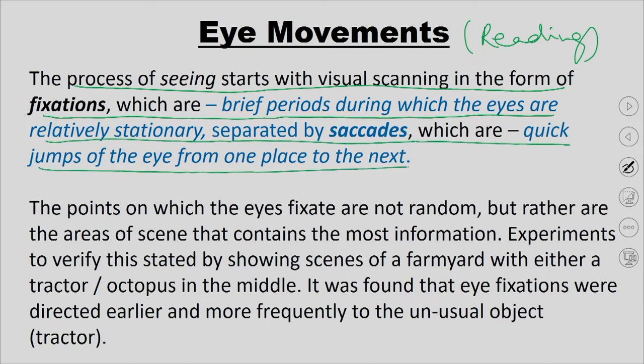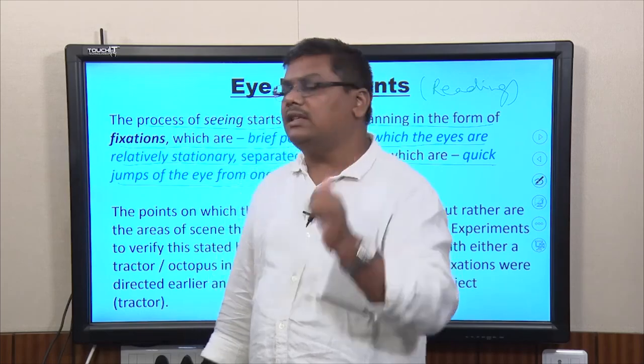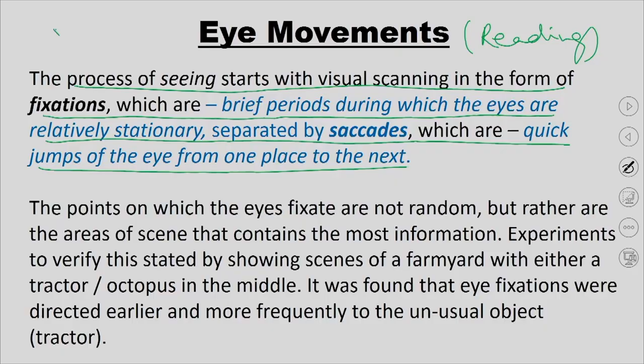So, how do we see? The way in which we see is that the eye focuses on a certain object, stays there for a period of time, and then jumps to the second object. The staying period is very brief and is called a fixation, and the jumping period is also very brief, which is called a saccade. So, if I want to focus on this scene, and this scene has maybe two objects, the eye first focuses on this, which is called a fixation, and then quickly moves from here to here, because in between I have nothing, no information is there.